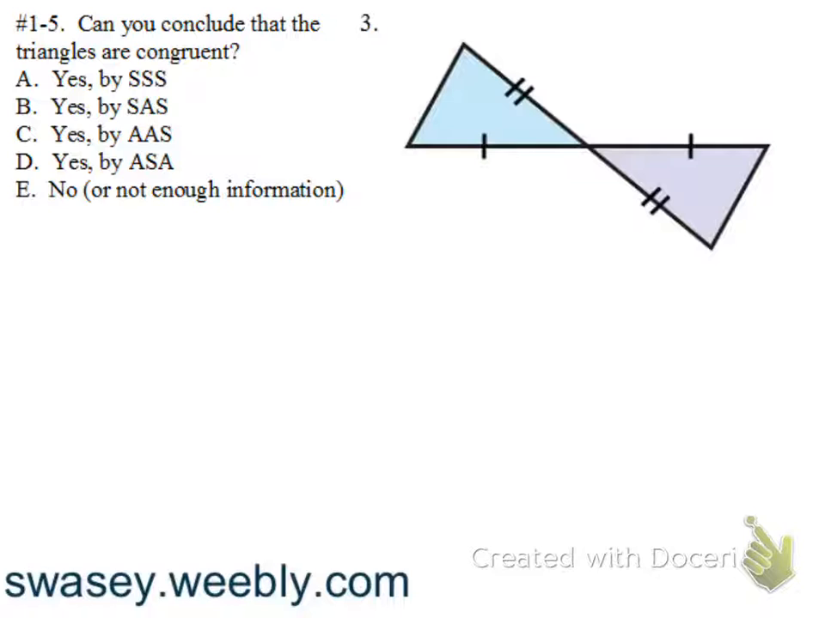Here, we've got 2 sides marked in each triangle. Now if we think about the fact that we have vertical angles, so now we can see side, angle, side. Side, angle, side. So choice B, yes, the triangles are congruent by side, angle, side.